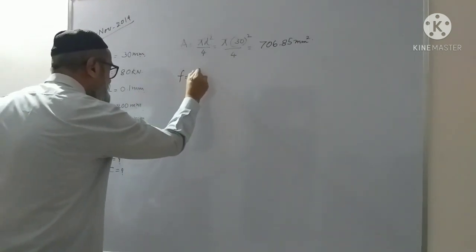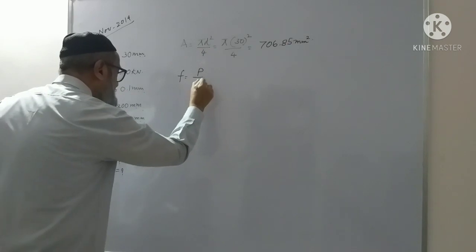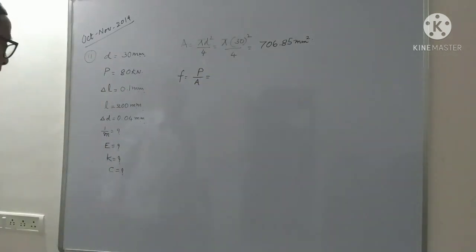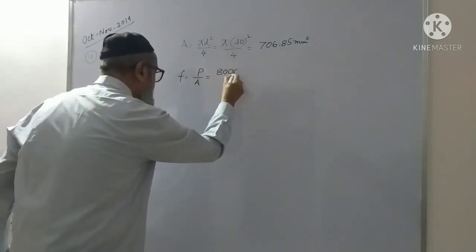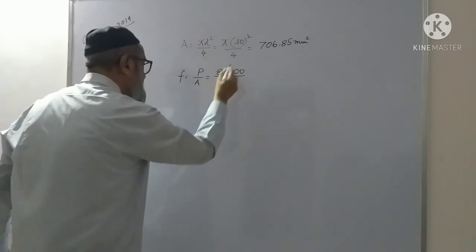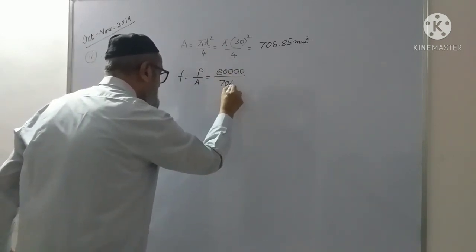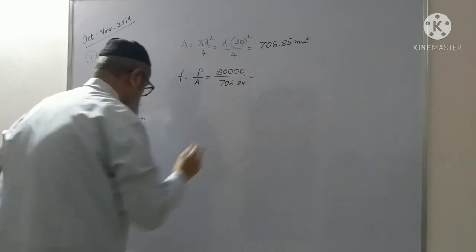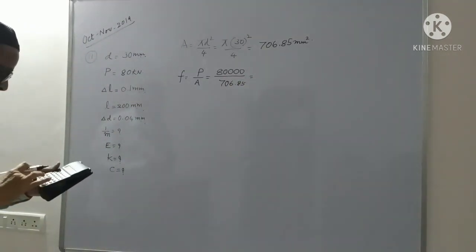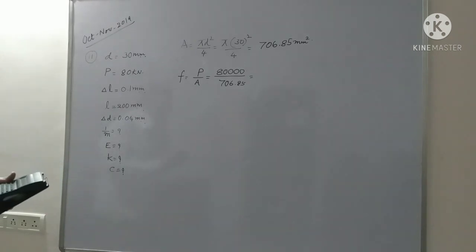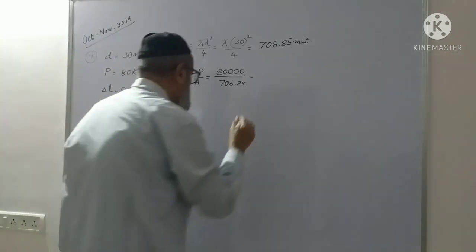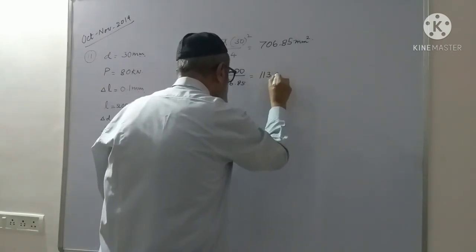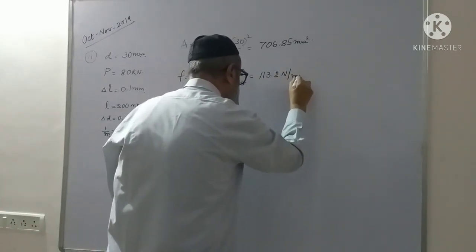Then stress is, we know, load by area of cross section. We have the area of cross section, and load is given: 80,000 newton divided by 706.85, which equals 113.2 roughly. So 113.2 newton per mm square. This is stress.